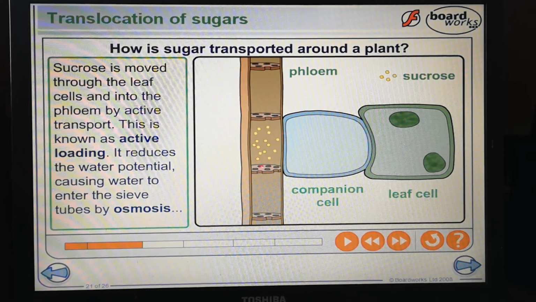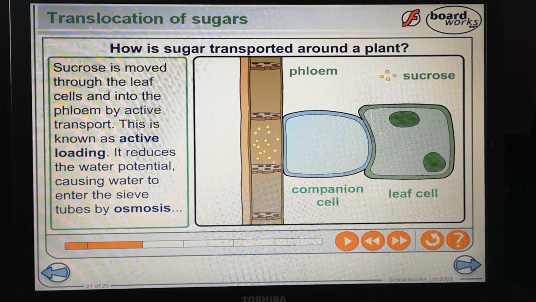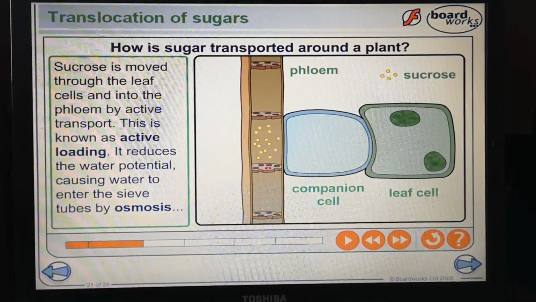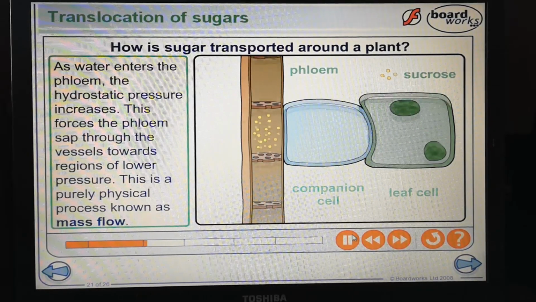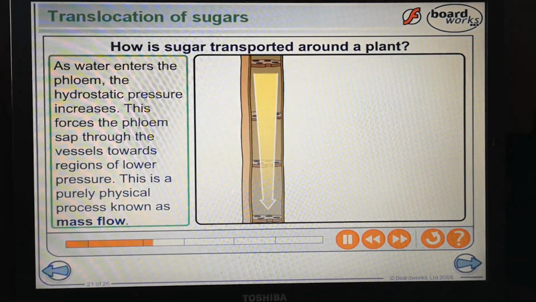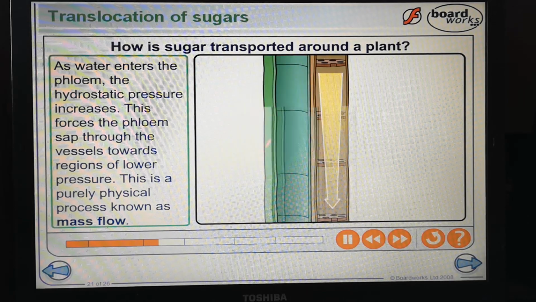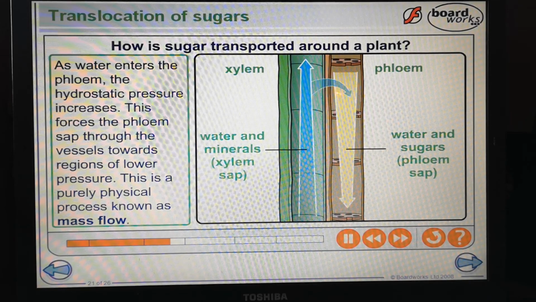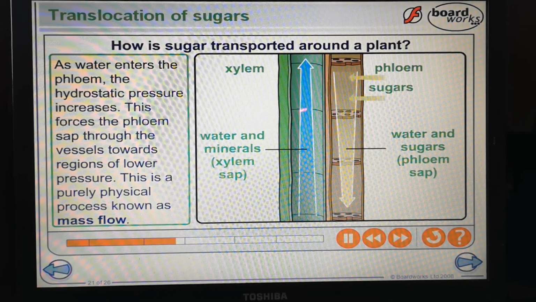Now, because of all of this sugar, the sucrose that's in the phloem, that's going to lower the water potential. So that means that water is going to want to move into this phloem, and that water is going to obviously be moving from the xylem. And the xylem, as you know, runs next to our phloem. So there's our xylem, and you can see here that water is therefore moving in via osmosis.